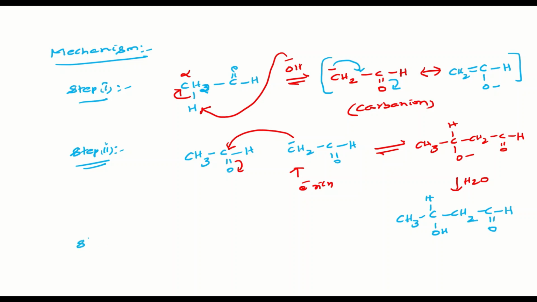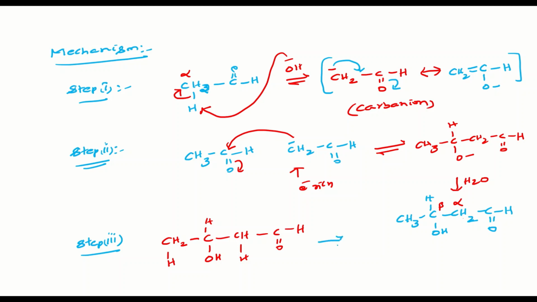Finally, step 3 is the dehydration reaction. Now you can see the functional group. The carbon attached to the functional group is alpha, and the next to that is beta. So this is basically a beta hydroxy aldehyde. The next step is dehydration. I'm going to write the same structure the other way, and I'll discuss this part again. So look at this.